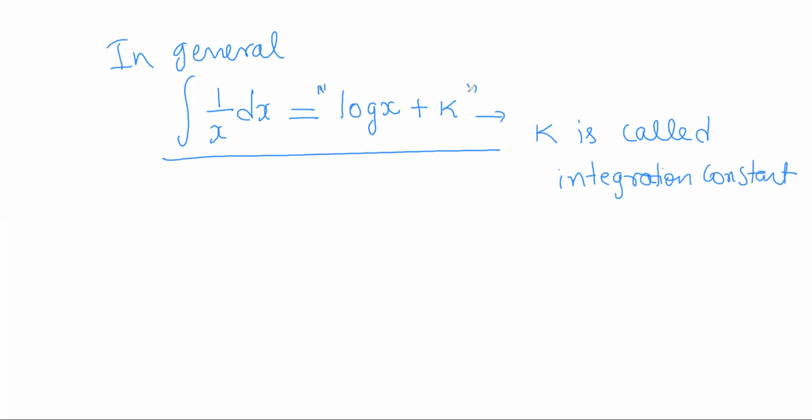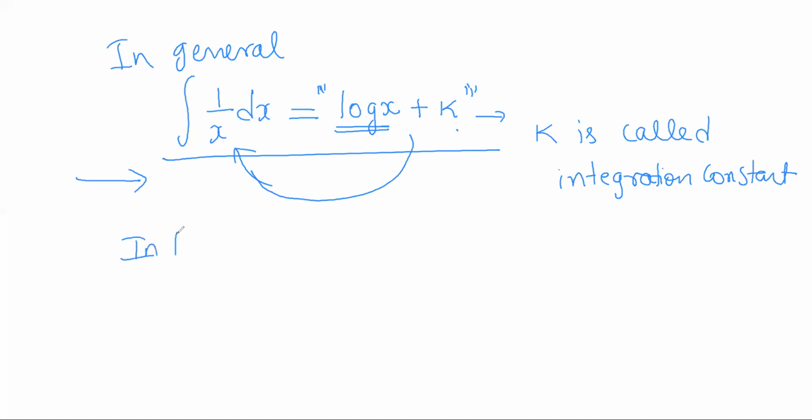And why do we write that constant? Because on differentiating log x plus k, we get 1 by x. So not only log x on differentiation gives 1 by x, log x plus k for any constant on differentiation also gives 1 by x. So just to generalize the result, we write the integration of 1 by x is log x plus k. So this is nothing but the indefinite integral. The indefinite integral is nothing but the opposite process of differentiation.